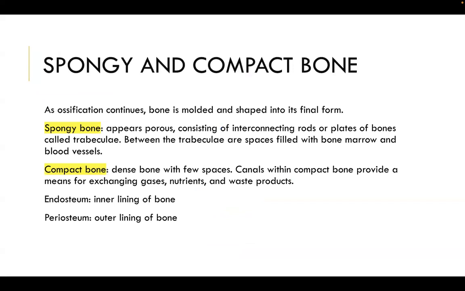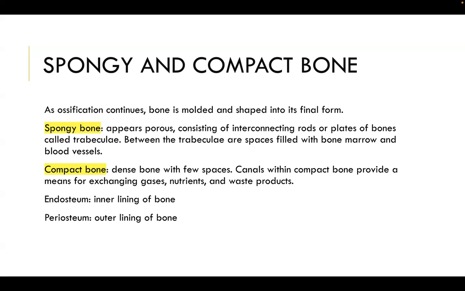The outer layer of bone is dense and referred to as compact bone. Compact bone contains small cylinders called osteons or Haversian systems. And the center of these osteons will contain tiny canals, Haversian canals. And this is where blood vessels, lymphatic vessels, and nerves travel through.